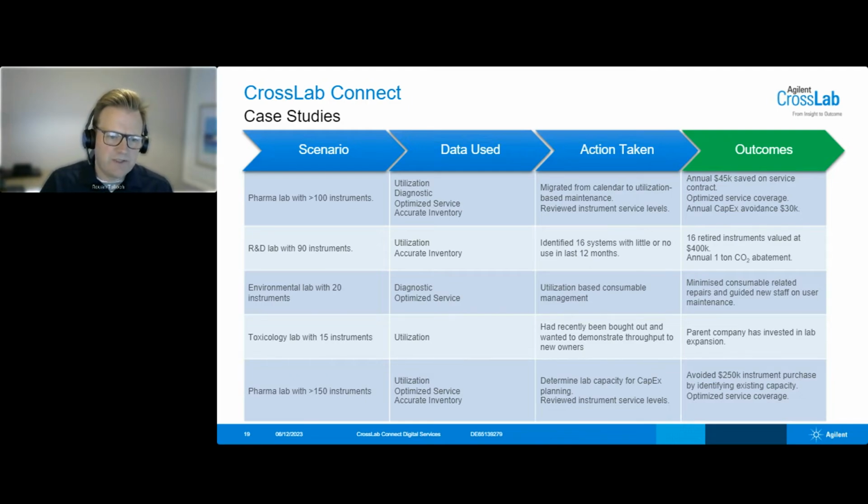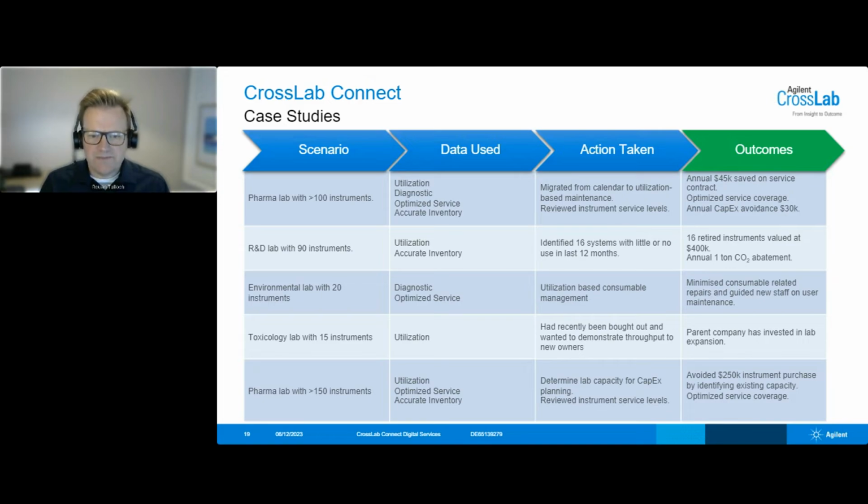Then we've got an R&D lab with 90 systems. So they looked at their utilization data over 12 months and their inventory, and they identified 16 systems that had hardly been used at all. So nobody really knew that these systems weren't being used until they looked at the utilization data. They had no way of redeploying them elsewhere in their organization, so they decided to retire them. So we brought in a third-party company to value them for them, and that came at just over $400,000. But also taking those 16 systems out of the lab meant their carbon footprint was reduced by over a ton of carbon dioxide per year.